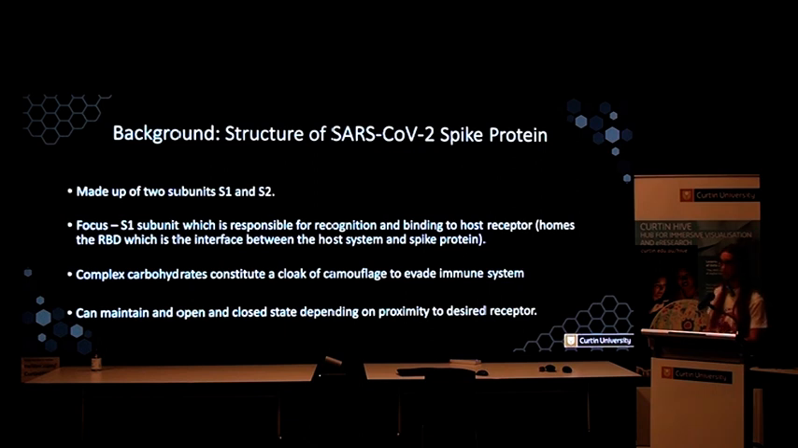So the spike protein is made out of two subunits, S1 and S2. The focus for this project was the S1 subunit because it homes the RBD, which is responsible for its interactions with different receptors, like the ACE2 and antibodies, and is also responsible for recognition and binding to the host receptors. It's also covered in complex carbohydrates, which constitute its cloaking and camouflage to evade the immune system.